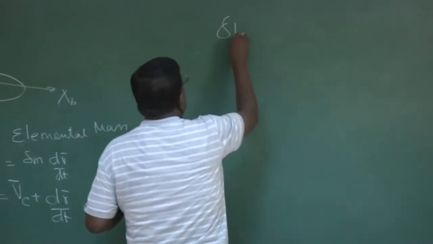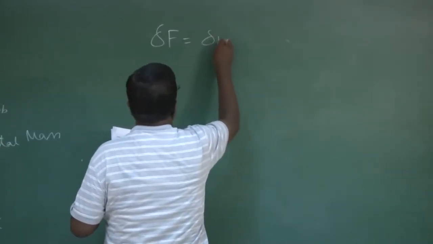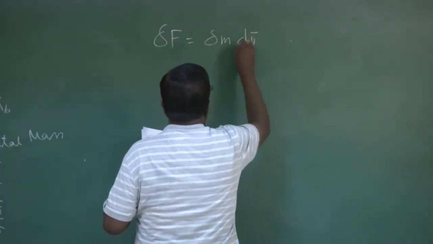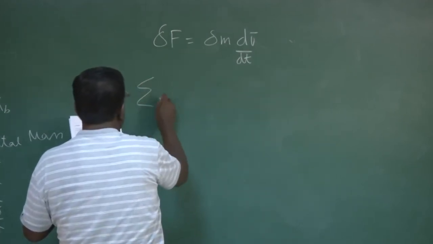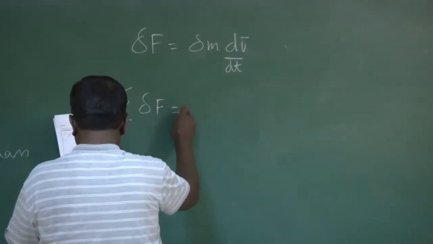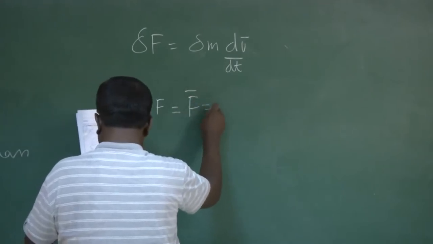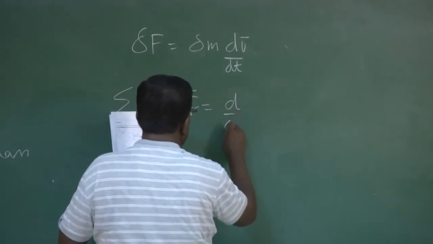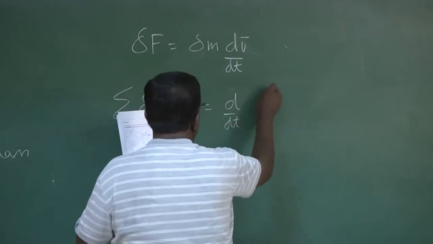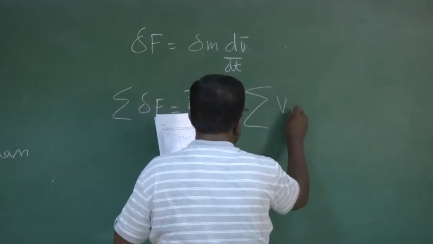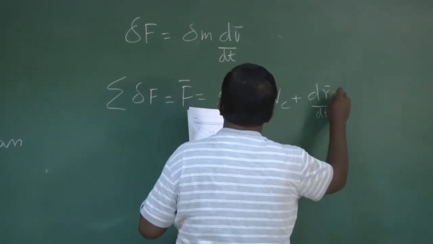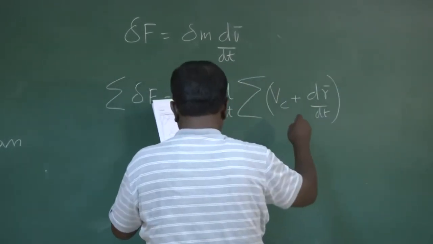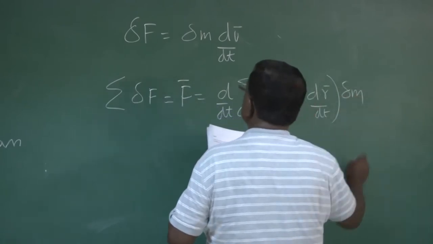Now what do I do? I start with delta F equal to delta M dV by dt. Okay. So summation of delta F, let me write so that I can explain it, will be d by dt of summation of Vc plus dr by dt into delta m.